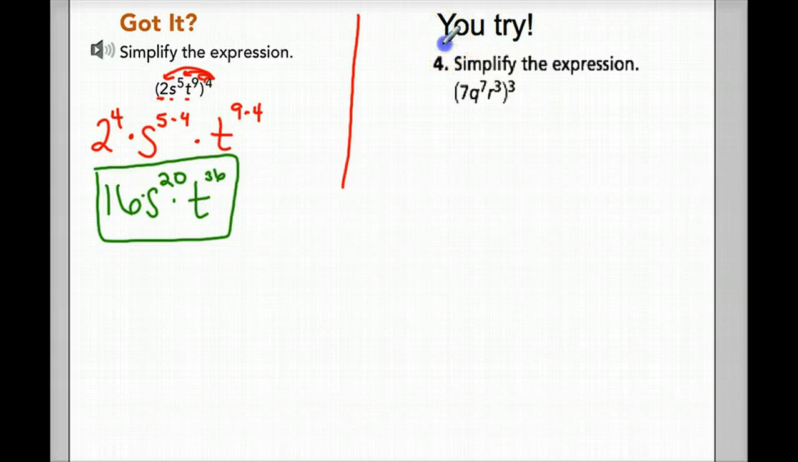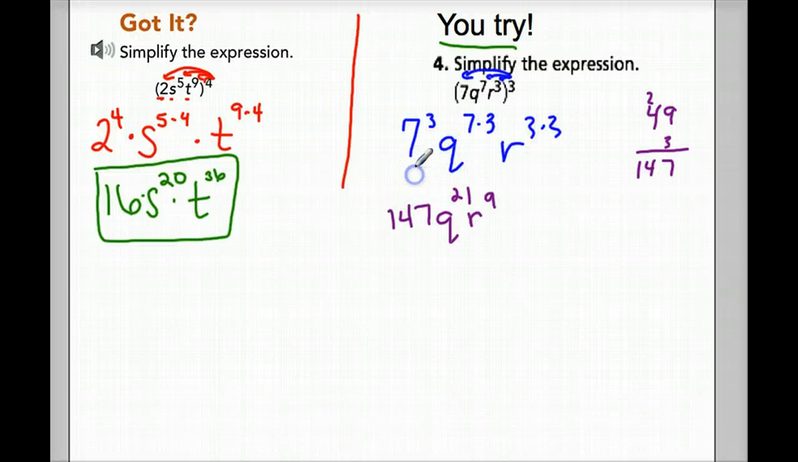Pause here, and you try this one. See if you get the answer right. All right, so make sure you all did show this blue step right here. 7 to the 3rd, which I got from doing some little math over here, that is 343. Q to the 21st from 7 times 3. R to the 9th from R to the 3 times 3. So this right here should be your final answer.